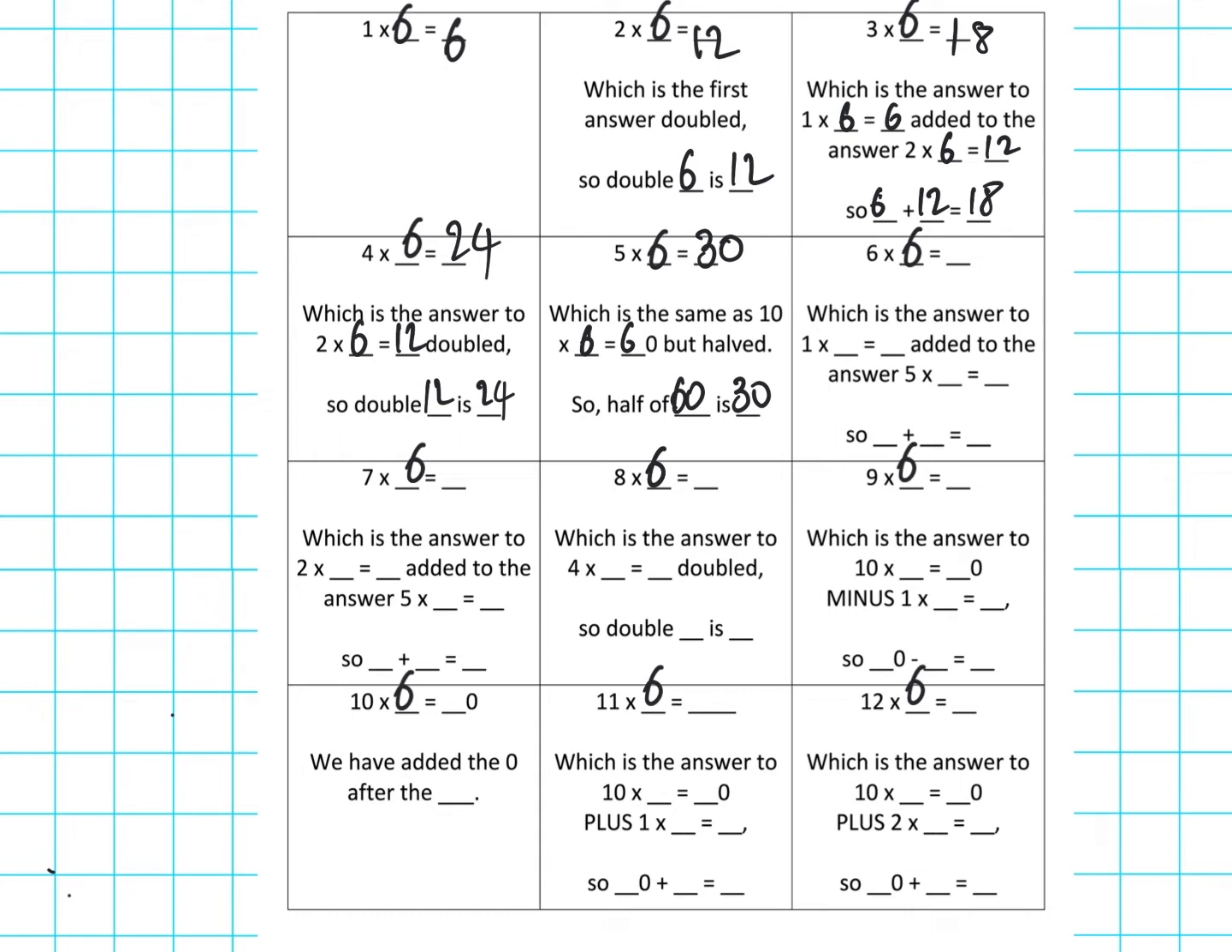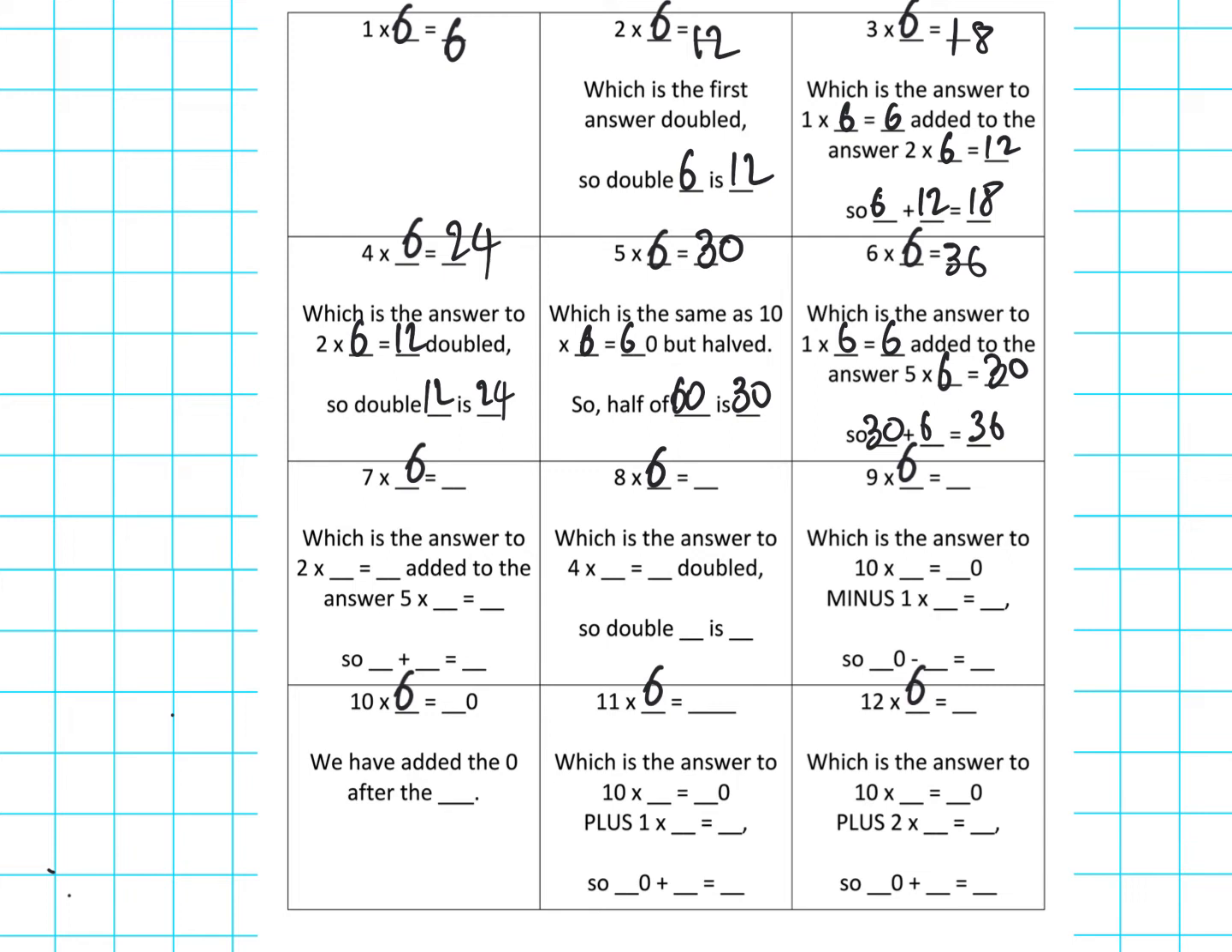So now we look at 6 times 6. Well, we know that that's the same as 1 times 6 add 5 times 6. So if 1 times 6 is 6 and 5 times 6 is 30, because we've already worked those two out, so 30 plus 6 equals 36. So now we look at 7 times 6.